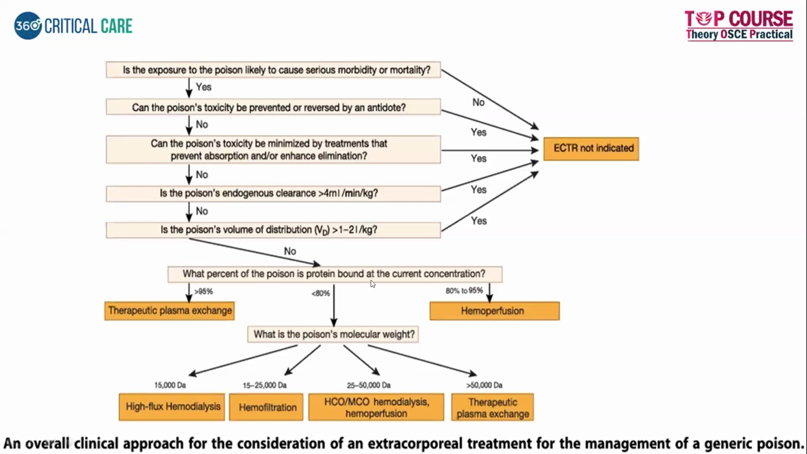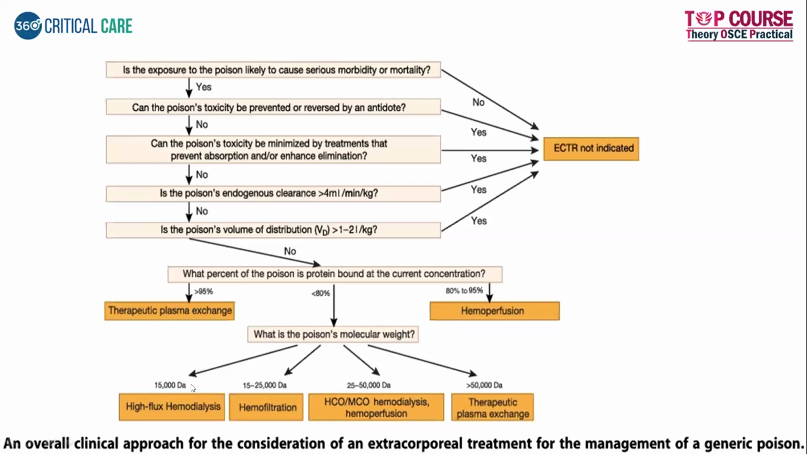Okay, if it is more than 95% protein bound, less than 80, between 80 to 95. If it is more than 95% protein bound, then it is therapeutic plasma exchange that you need to do for that poison. If it is 80 to 95%, then it is hemoperfusion. If it is less than 80, then you should check the molecular weight of the toxin.